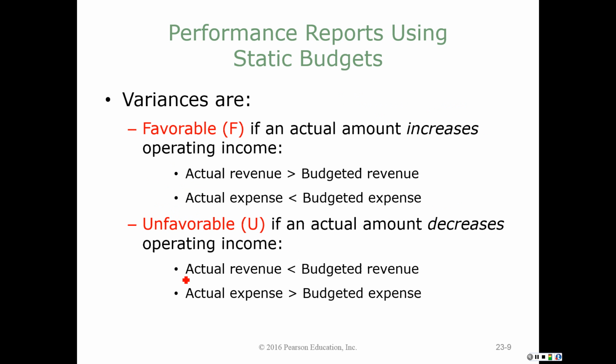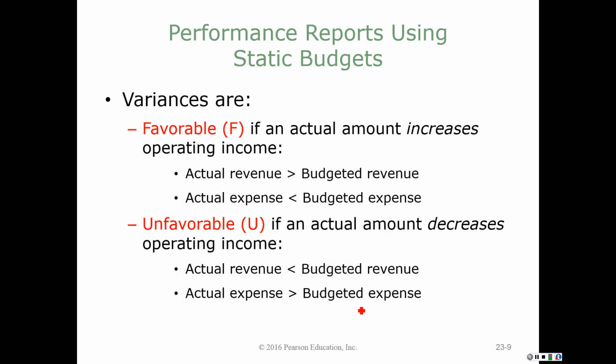Okay, so variances can be favorable or unfavorable, and we obviously like favorable variances better. If we have budgeted revenues and our actual revenue exceeds what we budgeted, that's favorable. That's a good thing. Or if our actual expenses are less than what we budgeted, that's a good thing. Those are favorable variances. Unfavorable is right the opposite. If my revenues are less than what I thought they should be, that's unfavorable. And if my actual expenses are more than what I thought they should be, that's unfavorable.